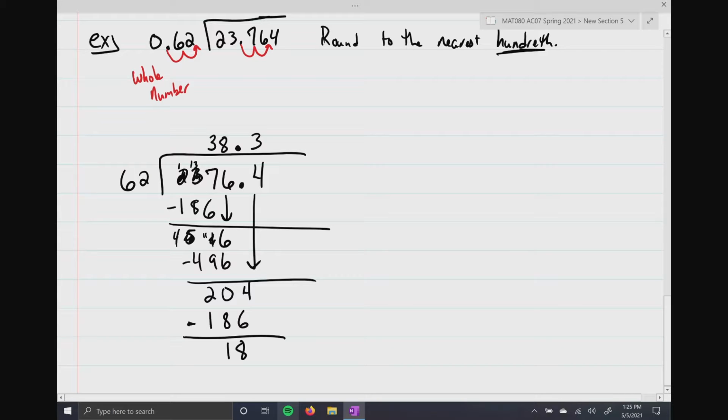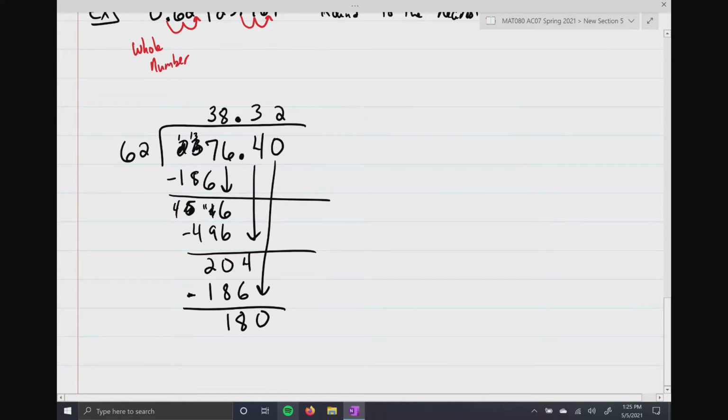So what am I going to do? I'm going to put a 0 and drop down to 0. And I'm going to keep doing that until I get my 2 additional decimal places. So 62 goes into 180. I think that's 2 times. What is 62 times 2? 124. 10 minus 4 is 6. 7 minus 2 is 5. Drop down to 0 one more time.